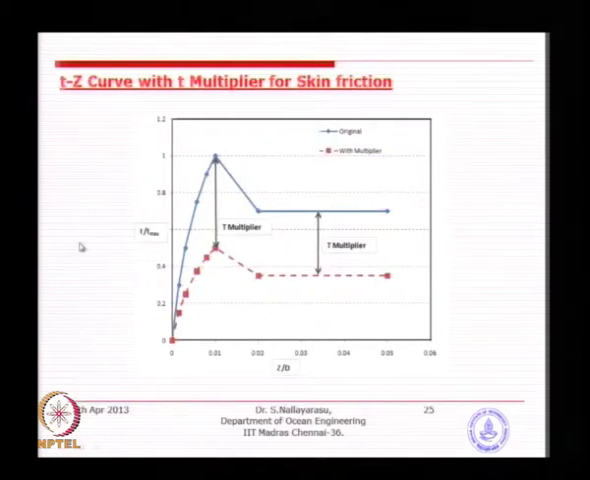Similarly, for the T-z curve with a T multiplier, you see here the original graph is the blue one, whereas the reduced capacity for the same deflection is this much. So, we have the same deflection scale, and only the capacity is reduced.